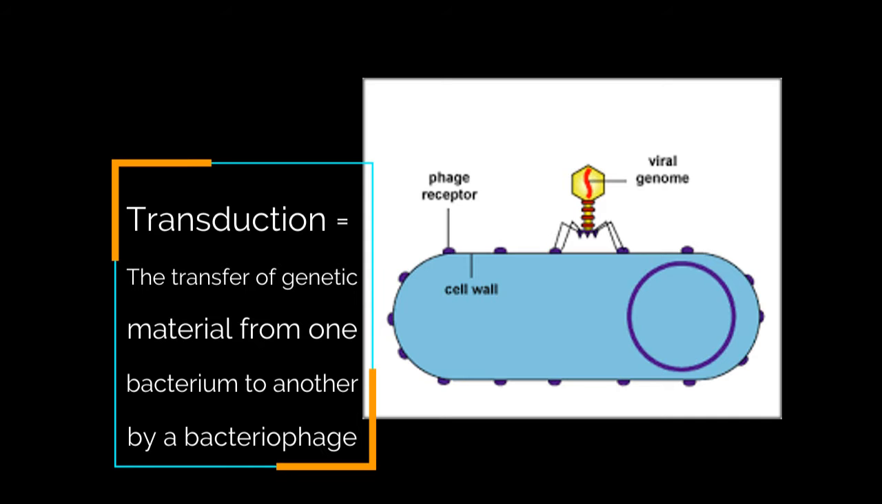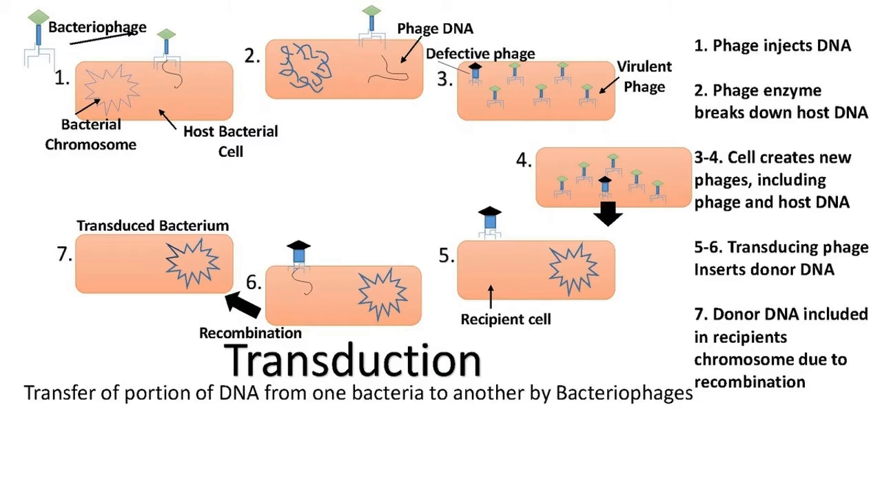All right, so transduction specifically, this is where you have the transfer of portions of DNA from one bacteria to another, but it's through a bacteriophage. So you see that little guy standing on top of that blue cell, that virus. When you have a virus that infects a bacteria, we call those bacteriophages. So when you see that little thing, it's not a virus. It's what? It's a bacteriophage. Okay, it infects bacteria.